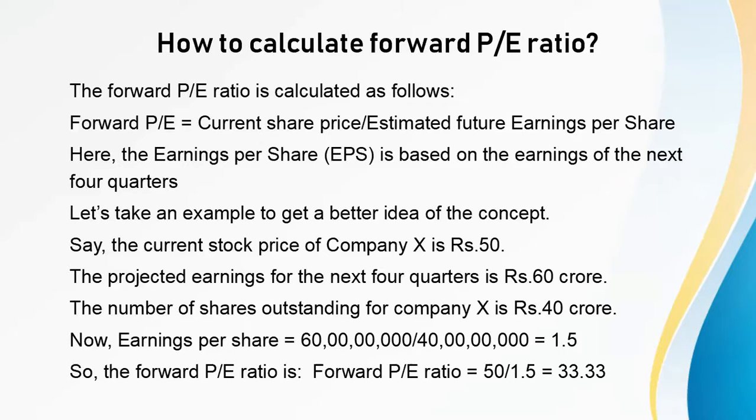Suppose the current price of a stock is rupees 50. The projected earnings of the next 4 quarters is rupees 60 crores. And the number of shares outstanding for the company X is 40 crore. Now, the earnings per share is equal to 60 crores divided by 40 crores, which gives 1.5. So the forward PE ratio is 50 divided by 1.5, which gives 33.33.